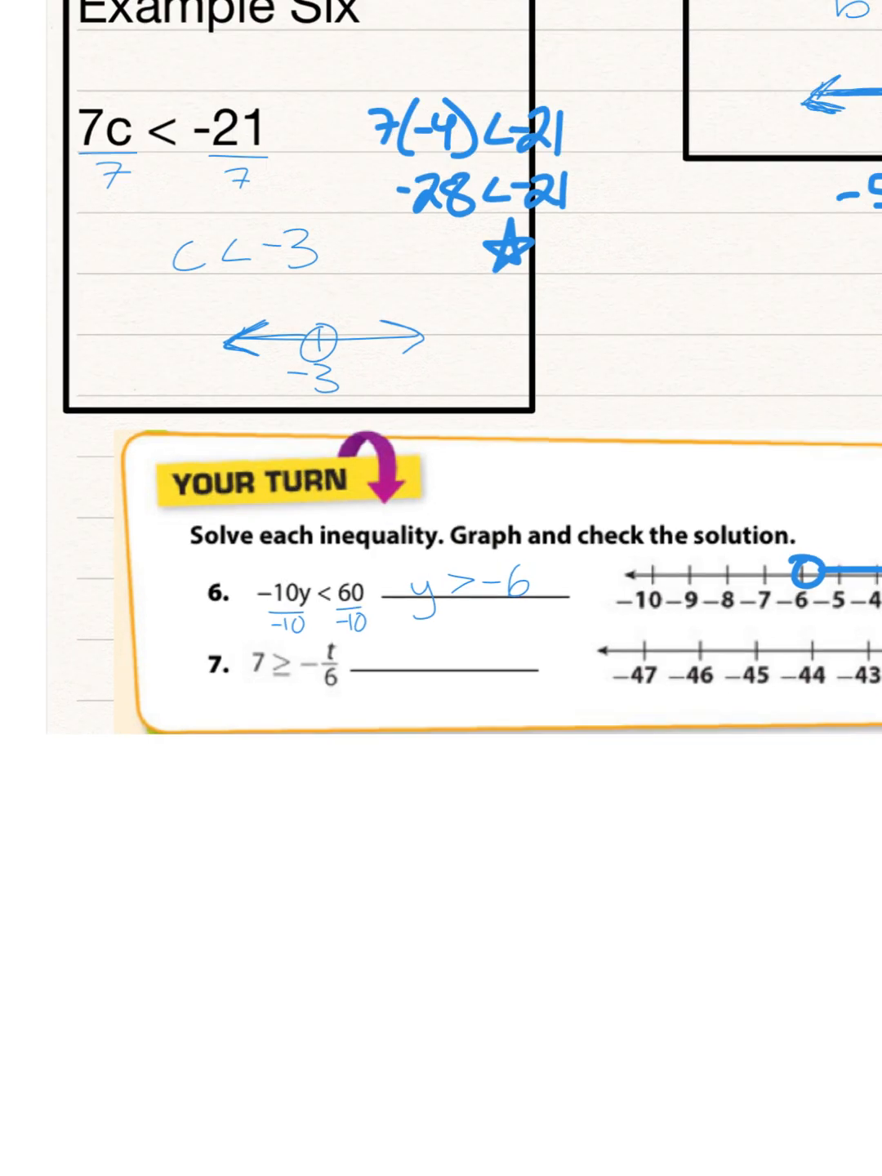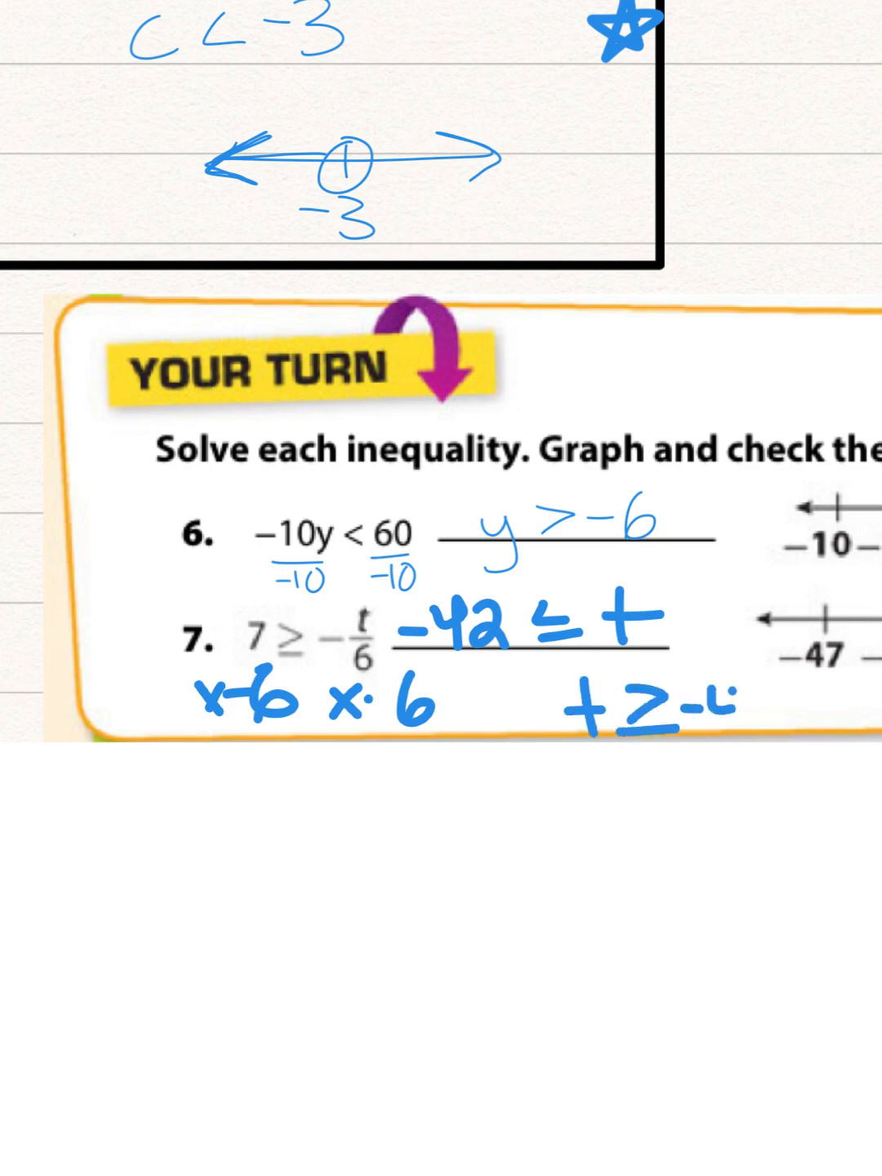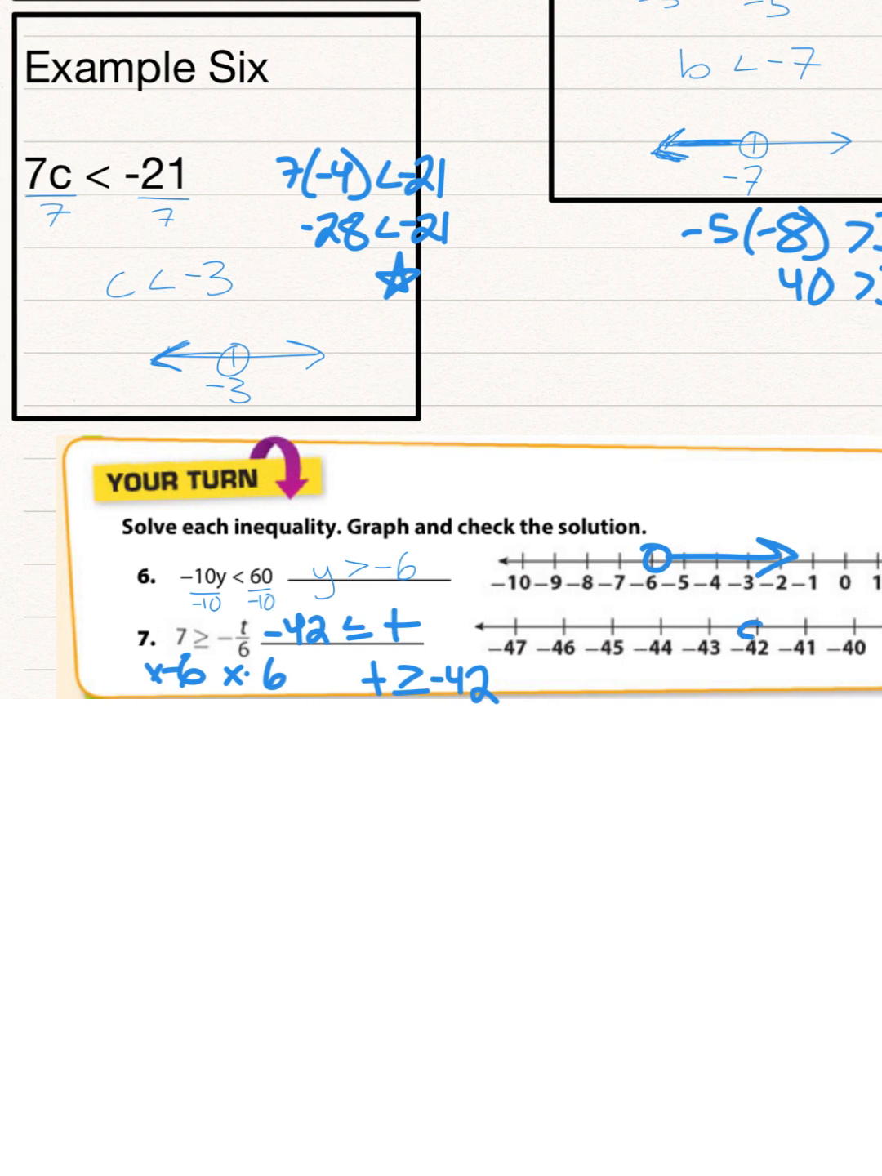And then for number 7, we got t divided by negative 6, so we're going to multiply by negative 6. Got negative 42. Because we divided by a negative, we have to flip the sign. So now that's less than or equal to t. If I read that backwards, I have t is greater than or equal to negative 42. If we put that on our number line, we got a closed circle at negative 42, and it is greater than.